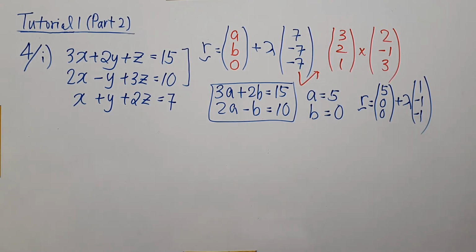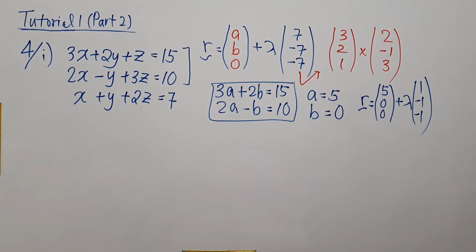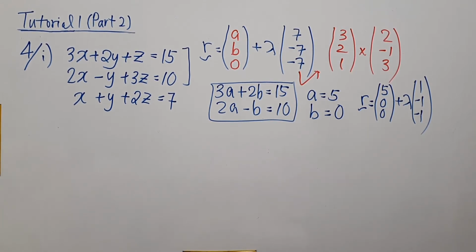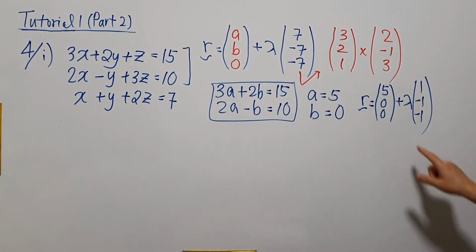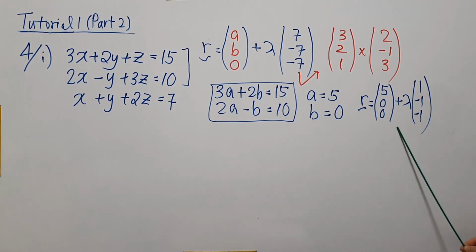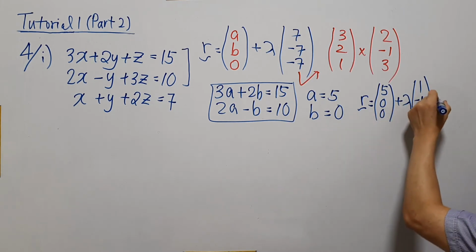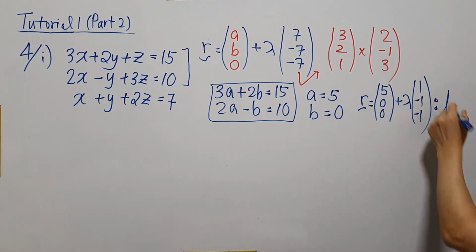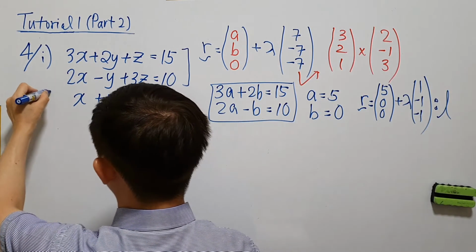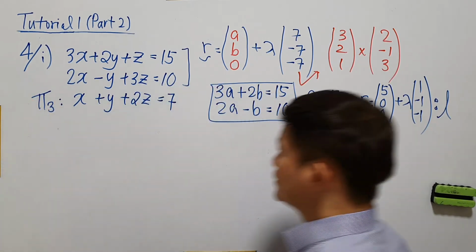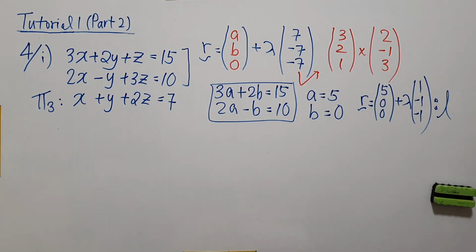So if you remember, the first thing that we do in dealing with three planes is to manage the first two planes first. Look for the intersecting line of the first two planes. And now the next thing is we want to study the relationship between this line and this plane. Let me call this line L. Remember, we always call this line L. Let me call this third plane pi 3. So now you want to study the relationship between the third plane and the line L.